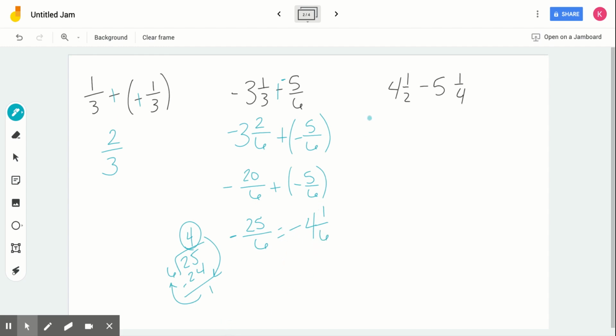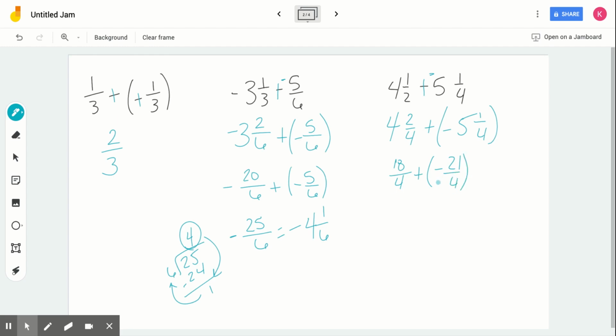Now again, on the third one, we keep, we change, and we need to have common denominators. The common denominator between 2 and 4 would be 4. One half is like 2 out of 4. 2 times 2 is 4, 1 times 2 is 2. Next, we would snowball both numbers. 4 times 4 is 16, plus 2 is 18. 5 times 4 is 20, plus 1 is 21.